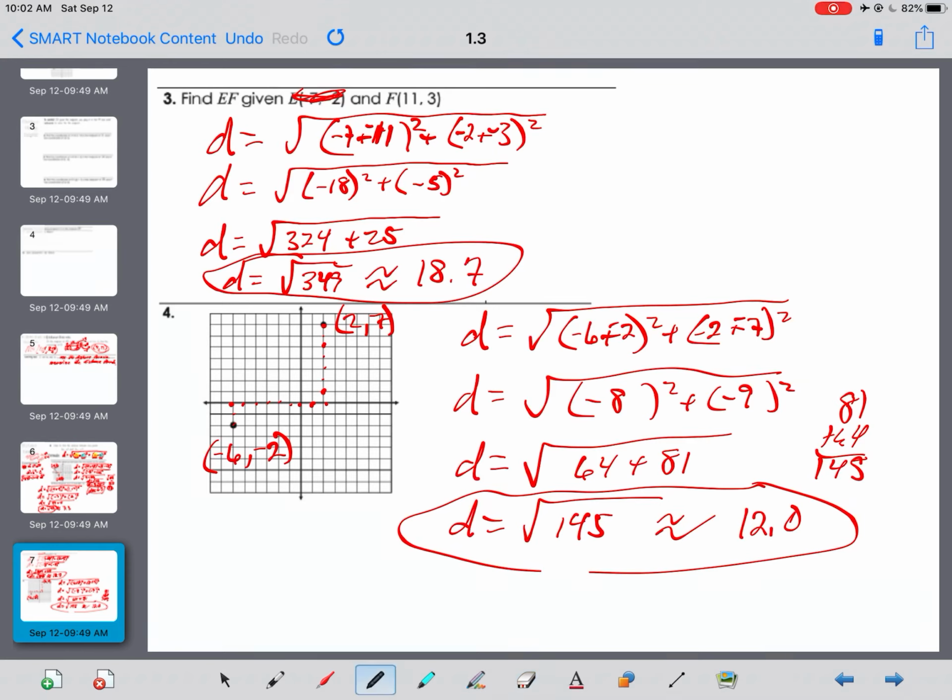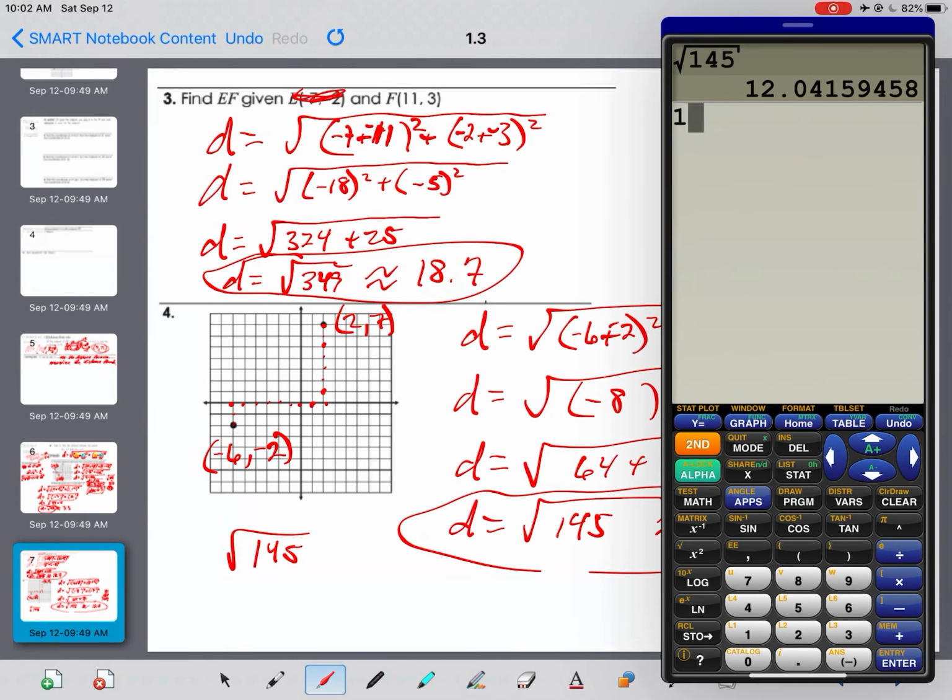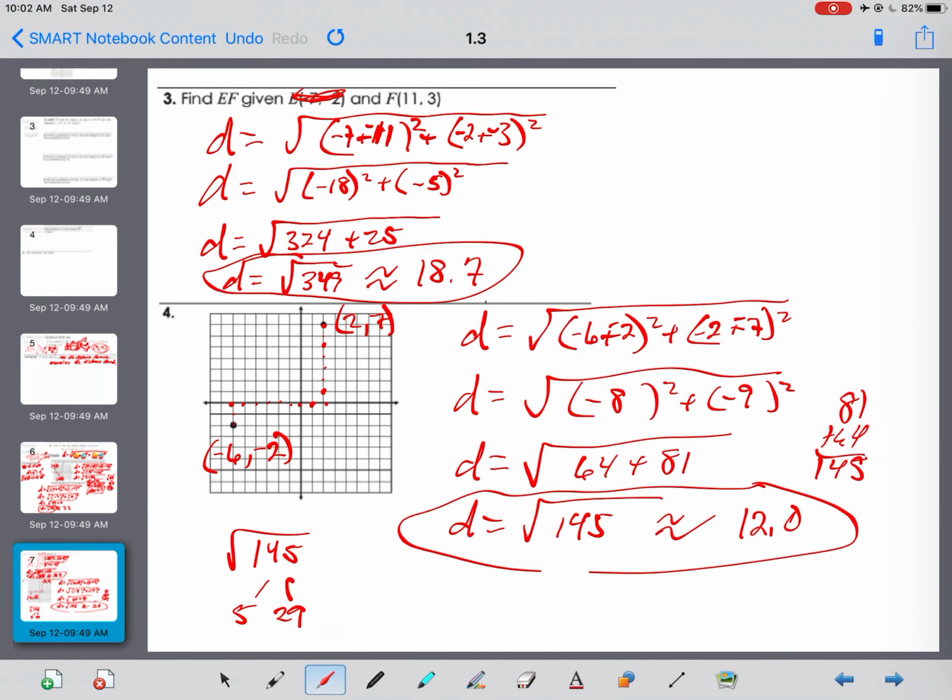Let's see, if we broke 145 apart, I know it divides by 5. I just want to see if we can simplify 145, if it's got any squares in it. Let's see, 145 divided by 5. I know it divides by 5 because it ends in 5. 5 and 29. Those are both prime numbers, so that's as simple as it gets, 145 right there.